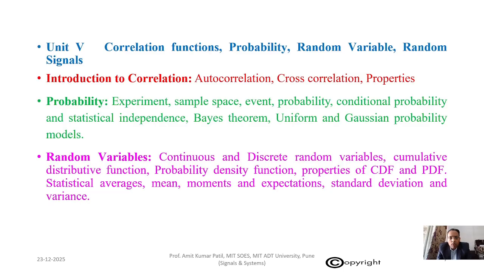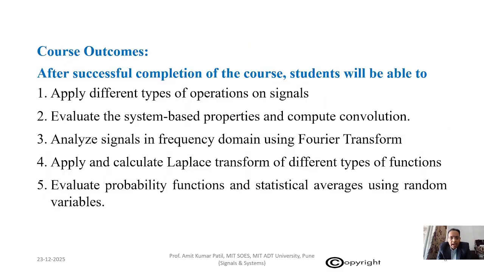Here we will study autocorrelation, cross-correlation, probability, random signals, random variables, cumulative distribution function, and probability density function. And there are a total of 5 course outcomes. First is to apply different types of operations on signals. Second is to evaluate the system-based properties and compute convolution.